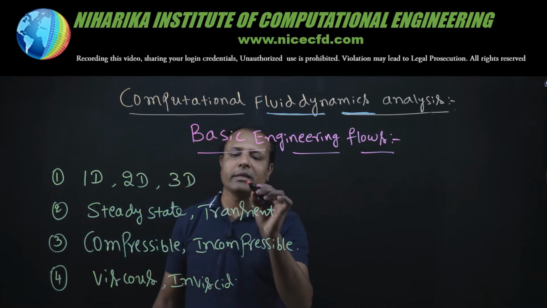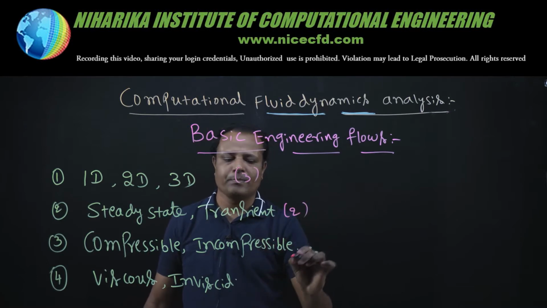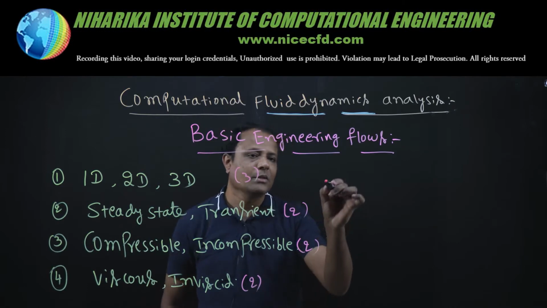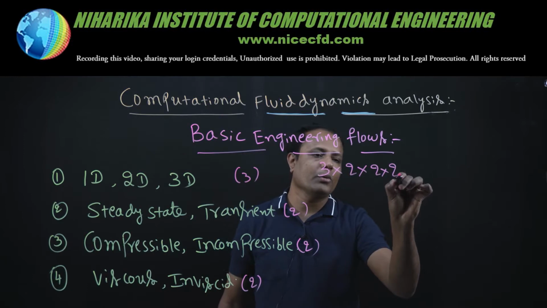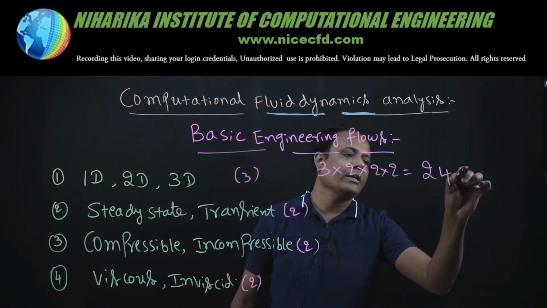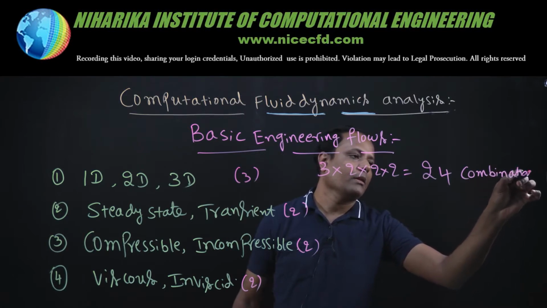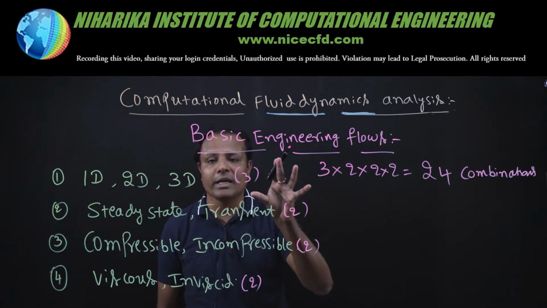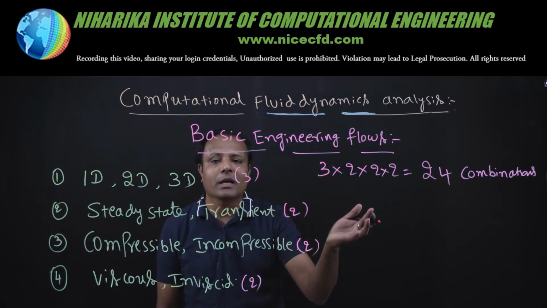So here I got three combinations. Here I got two combinations. Here I got two combinations. Here I got two combinations. So I am going to have 3 into 2 into 2 into 2, totally 24 combinations. That means my basic engineering flows are 24 types. I can categorize my basic engineering flow with respect to 24 combinations.